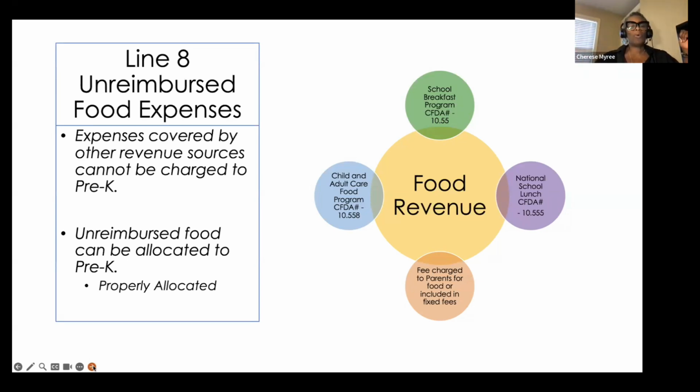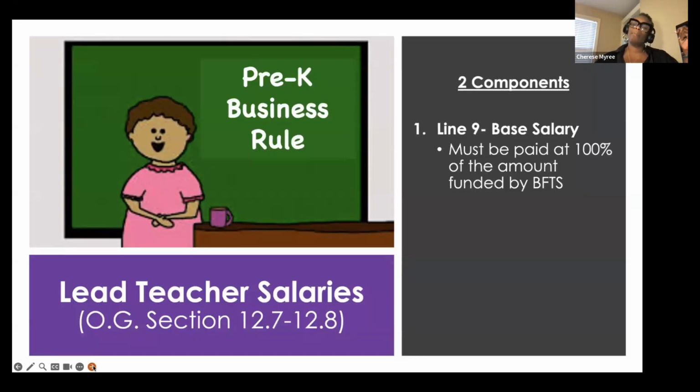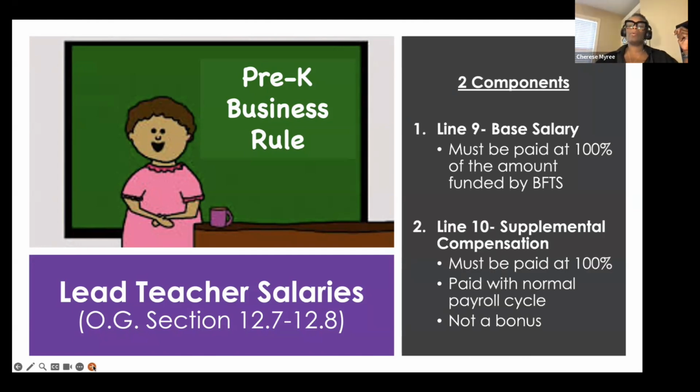Okay, so let's move on to our other business rule, which is lead teacher salary. There are two components that make up salary, but salary is one whole number, right? You have your base salary and you have the supplemental compensation. Both must be paid at 100%. So in total, you will be paying one amount to the teacher that reflects everything that you receive from DeCal related to salaries.